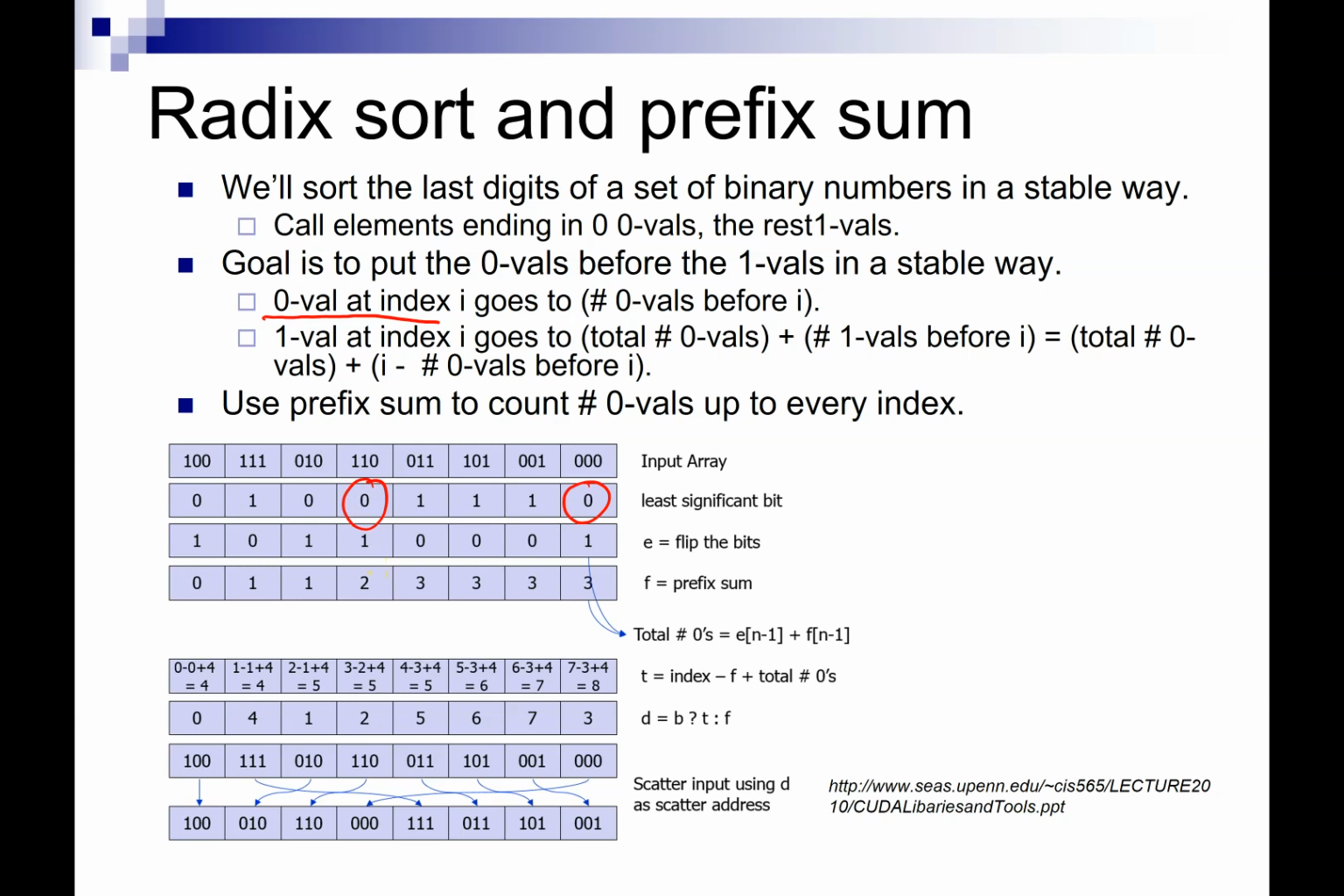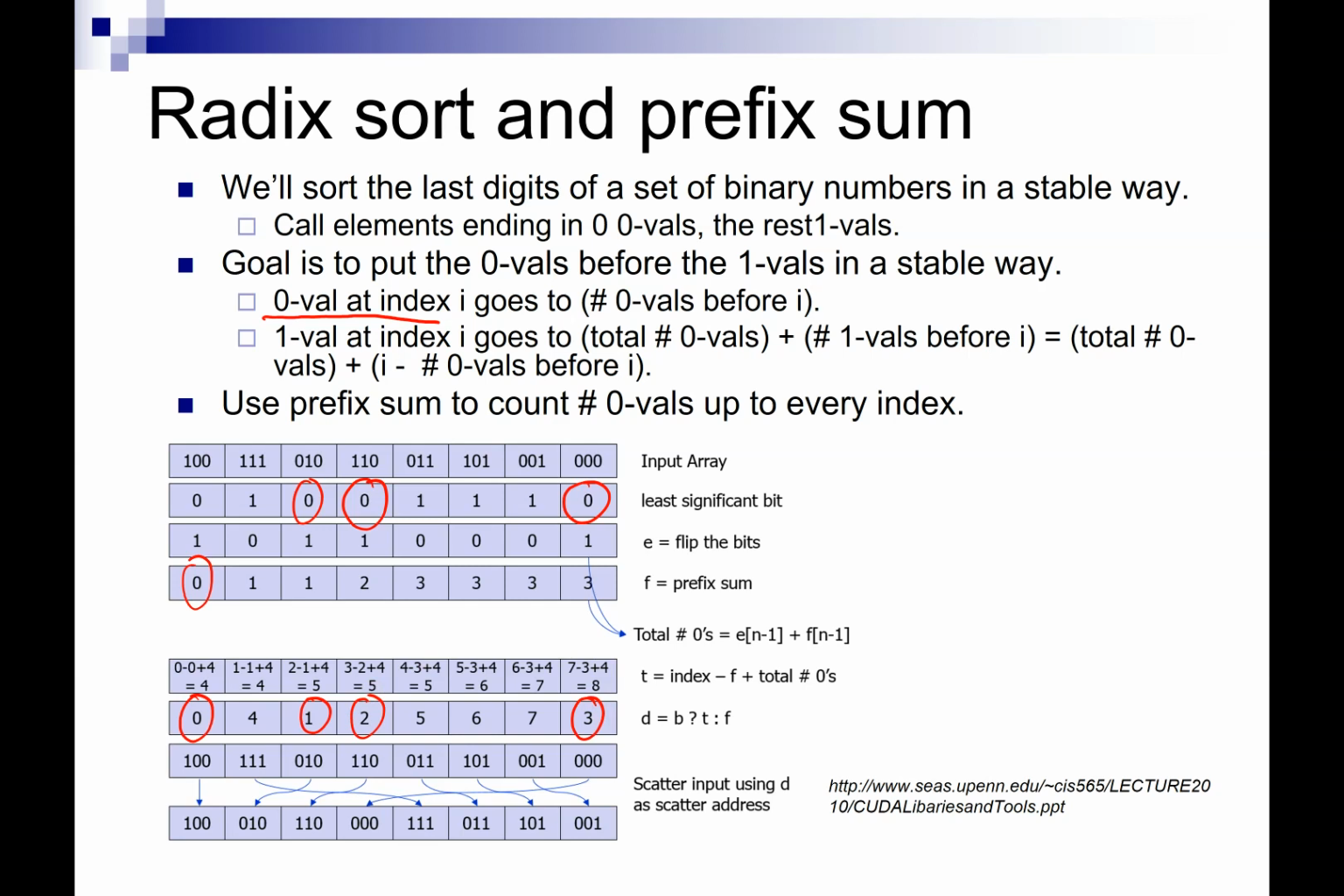Okay, so now we know how to take care of all of the 0 values. We know exactly where they go. So like here you have a 0 value, right? So it goes to 0, because its prefix sum here is 0. This guy has a 0 value. He goes to 1, right? He goes to 2, and then the final 0 value here, he goes to 3. Okay, so we're done with the 0 values.